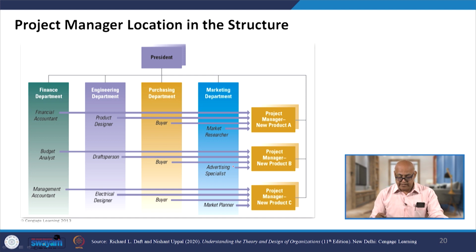While in this structure, in the case of the project manager, there are new product A, new product B and new product C. So, this can also be designed on the basis of whatever projects you have. If you plan to create different project managers, then you can go for the ABC system also.